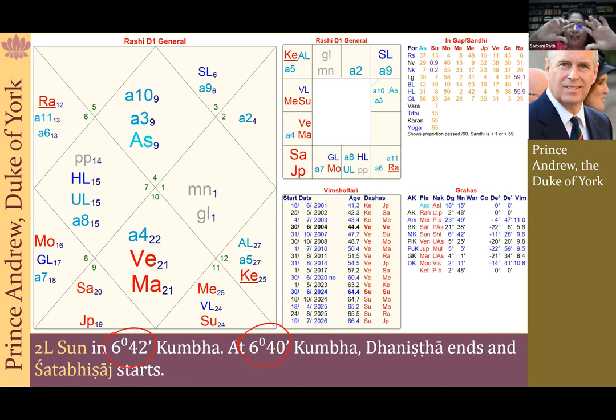But it's just at that junction between Dhanishta and Shatabhishaj, so the qualities of that nakshatra would come in. Now, if I'm not mistaken, Dhanishta is ruled by Mangal, right? Now, see this.